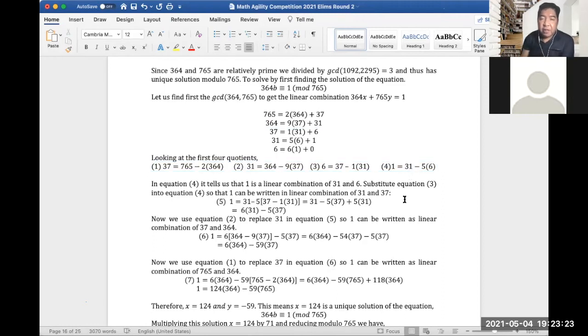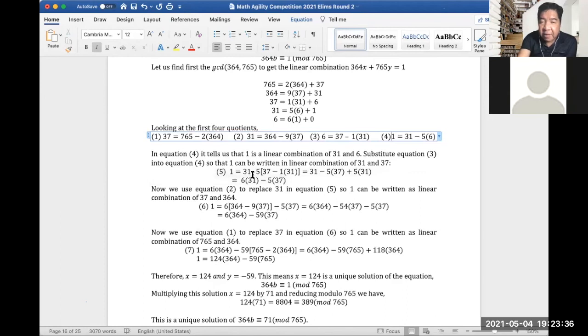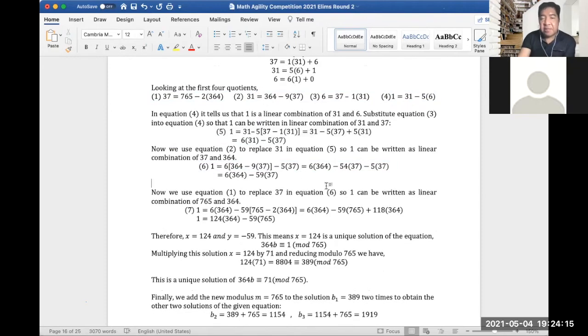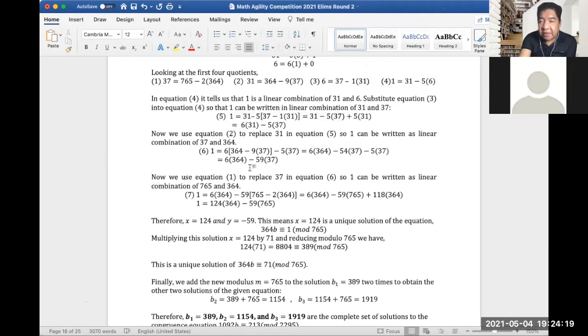What we can do is substitute equation 3 into equation 4, so we will have equation 5. So 1 times 37 minus 5 times the quantity of 37 minus 1 times 31, which gives us 6 times 31 minus 5 times 37. Now we use equation 2 to replace 31 in equation 5. Since equation 2 gives 31, we substitute 364 minus 9 times 37, minus 5 times 37. Simplifying that expression, we have 6 times 364 minus 59 times 37.